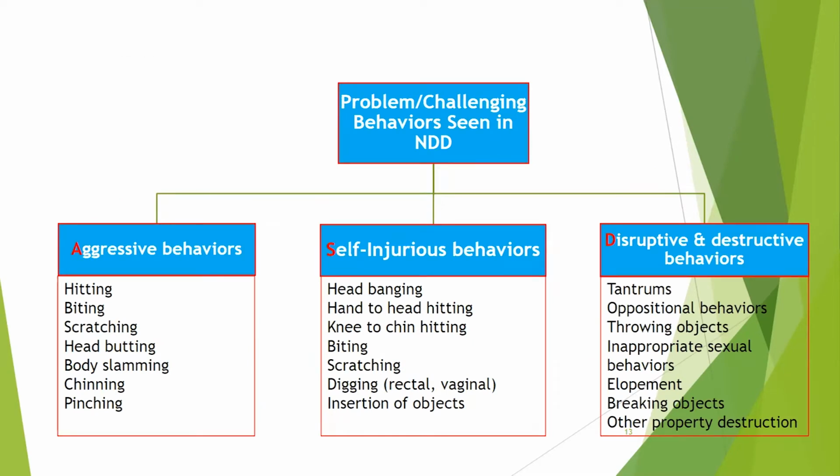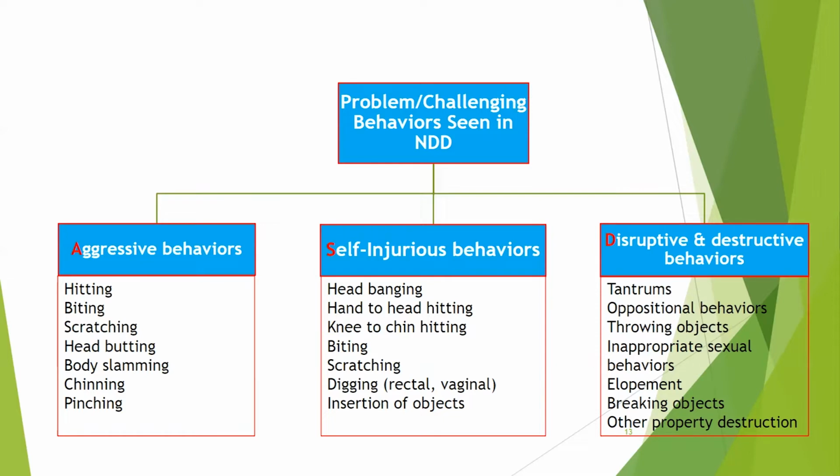These are examples of some of the challenging behaviors that are seen in neurodevelopmental disorders. For example, aggressive behaviors may include hitting, biting, scratching, headbutting, body slamming, chinning, and pinching. Self-injurious behaviors may include headbanging, hand-to-head hitting, knee-to-chin hitting, biting, scratching, digging, insertion of objects, etc. And disruptive and destructive behaviors may include what are typically called tantrums, oppositional behaviors, throwing objects, breaking objects, inappropriate sexual behaviors, elopement, and other property destructions.